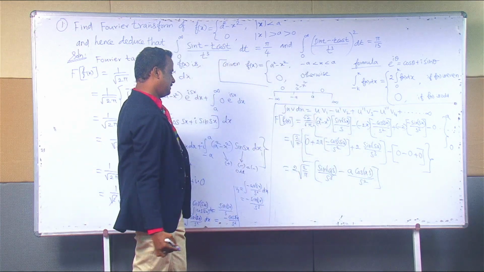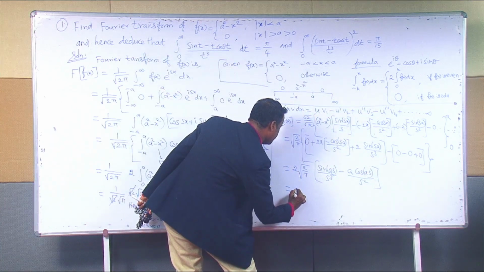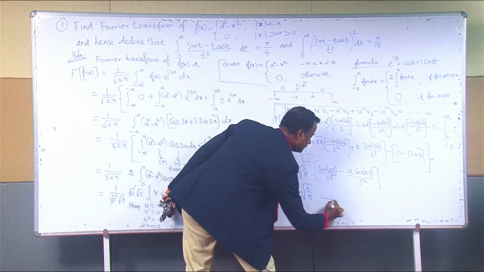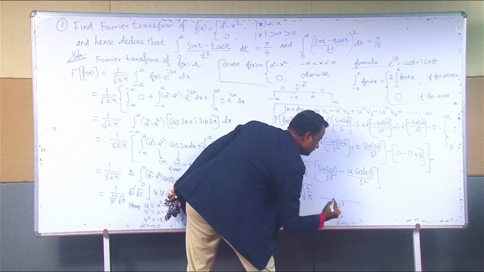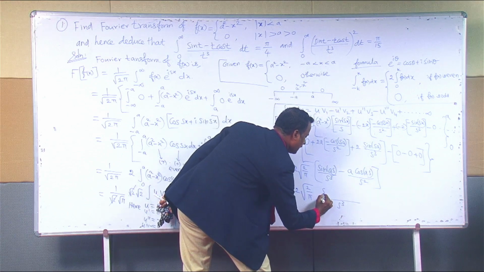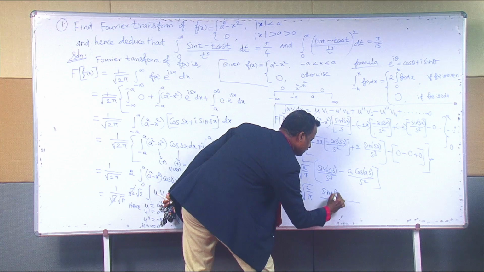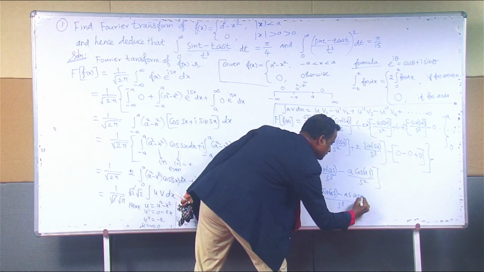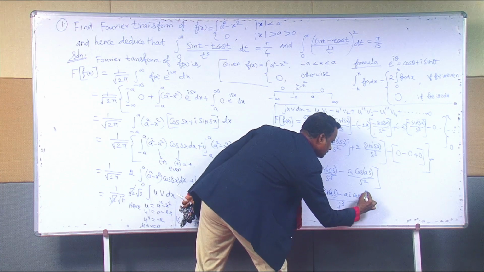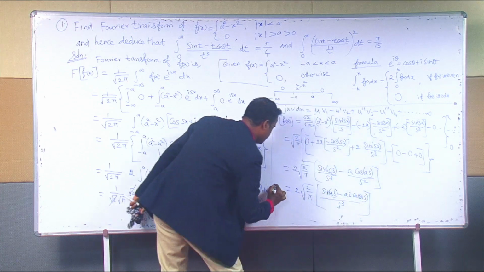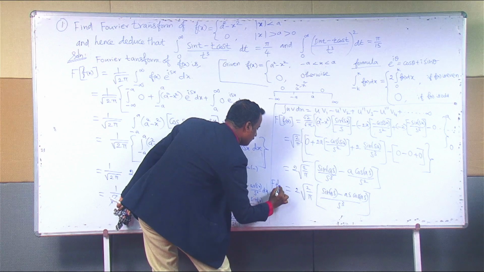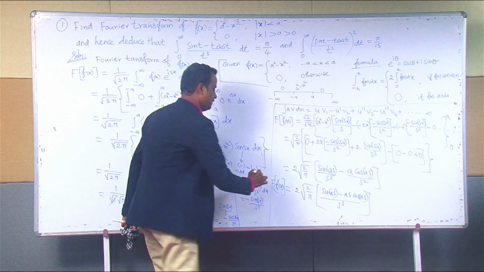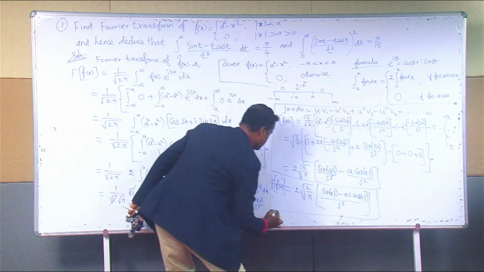Now we can take the LCM, like 2 into root of 2 by pi. What is the LCM here? s cube is the LCM. So the numerator becomes sin as minus as cos as divided by s cube. This is the required Fourier transform of the given function f of x, which is the first part of the result.